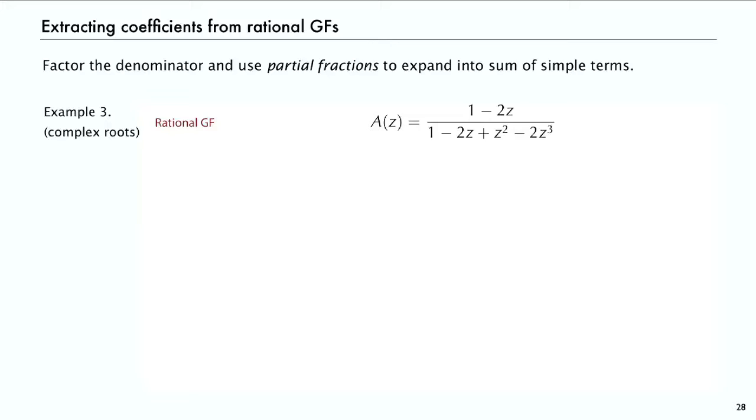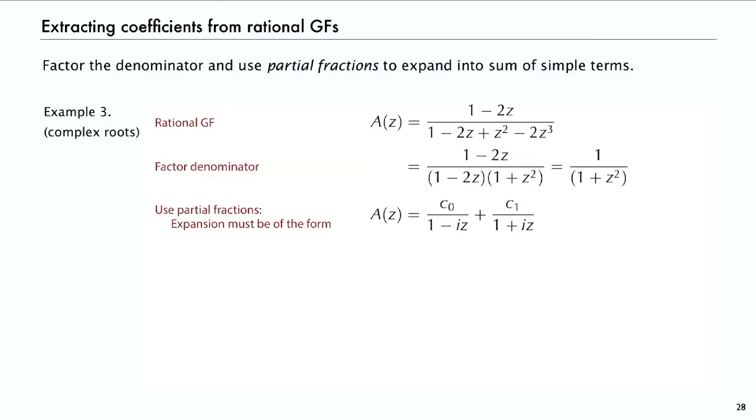So let's say we had this rational generating function. This polynomial now has some complex roots. It can be written as 1 minus 2z over 1 plus z squared. And actually, in this case, the 1 minus 2z cancels, so all that we have left is 1 plus z squared. So what's 1 plus z squared? Well, we can write that as 1 minus iz times 1 plus iz. That's what complex gives us. It gives us the ability to factor it all the way down using i equals square root of minus 1.